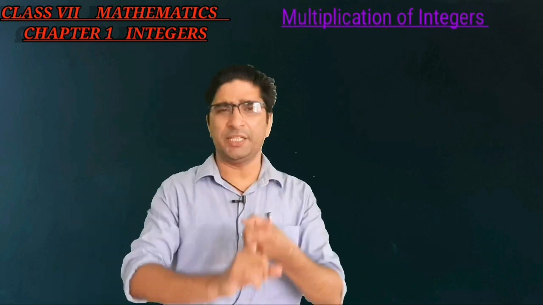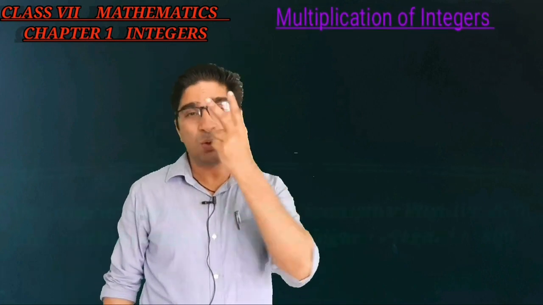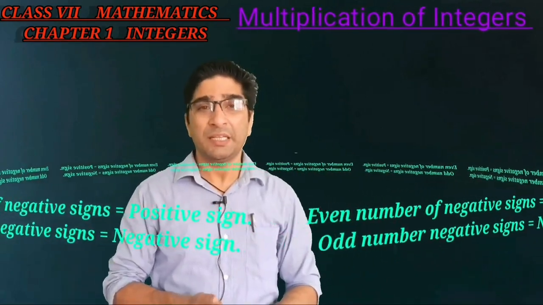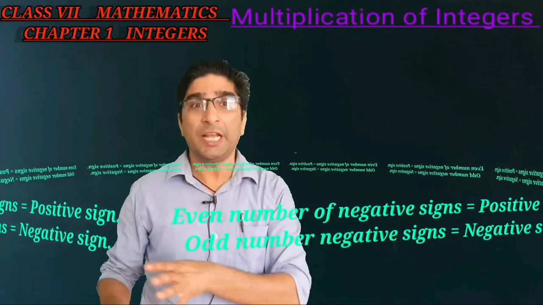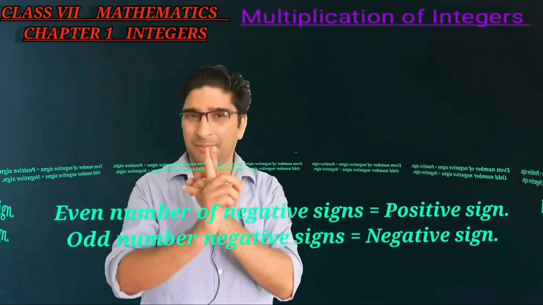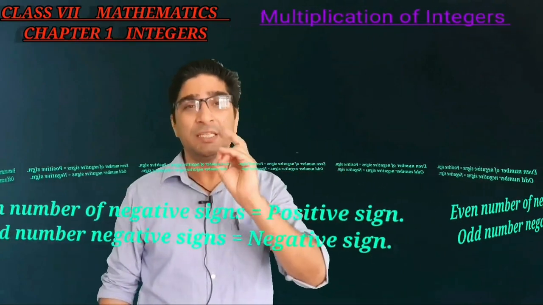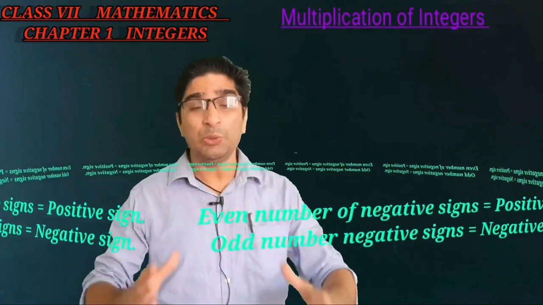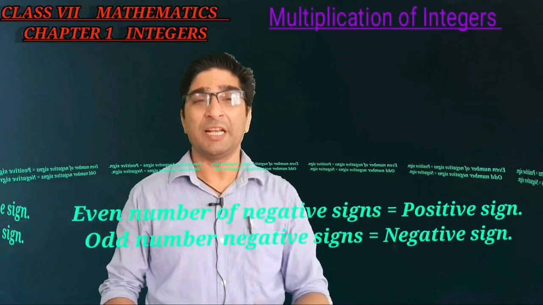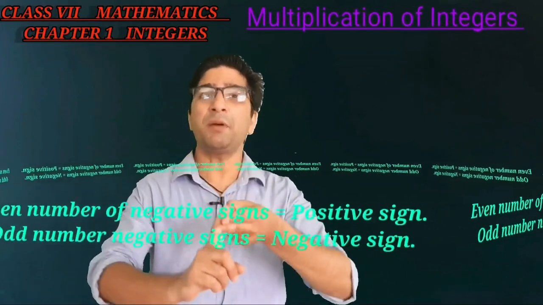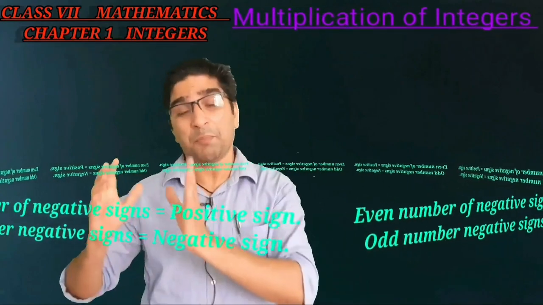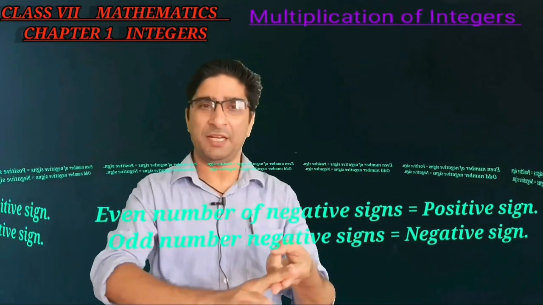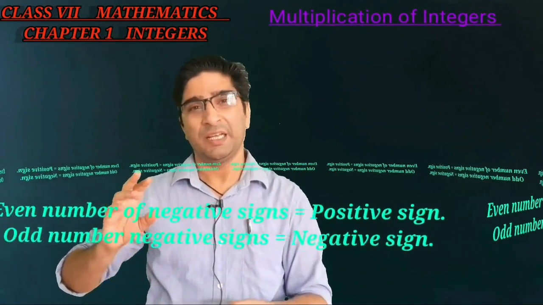Okay, the next is multiplication of integers. When we multiply two integers, if there are two negative signs or an even number of negative signs, then the product will be positive. And if there is one negative sign or an odd number of negative signs, then the product will be negative. Once again, if you multiply two or more integers and there is an even number of negative signs, then the product will be positive. And if there is an odd number of negative signs, then the product will be negative.